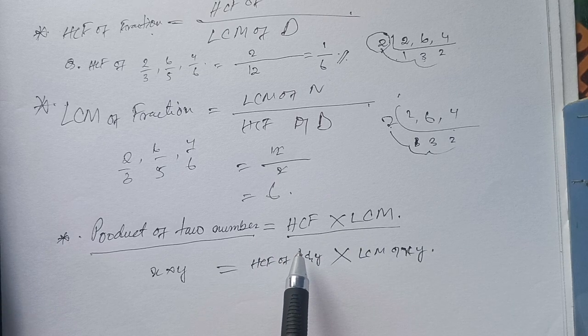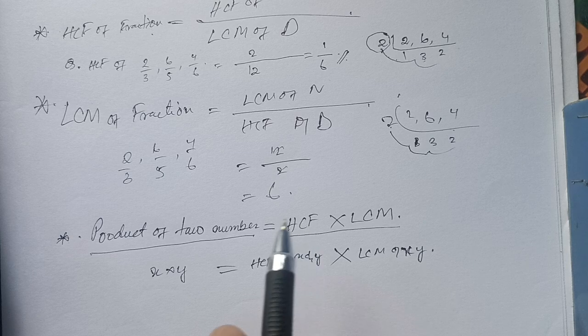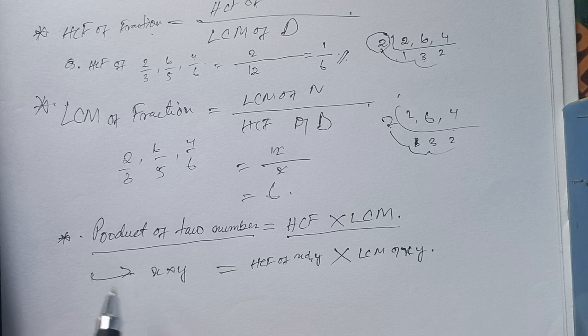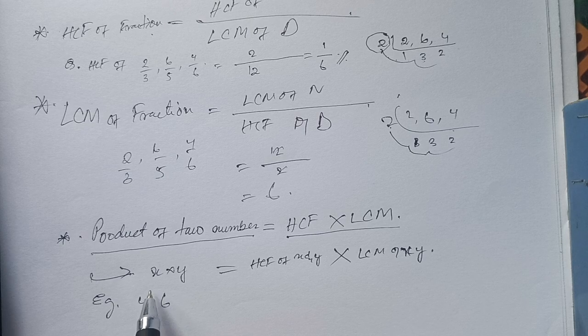Let's take an example: 4 and 6. The product of 4 and 6 is 24.